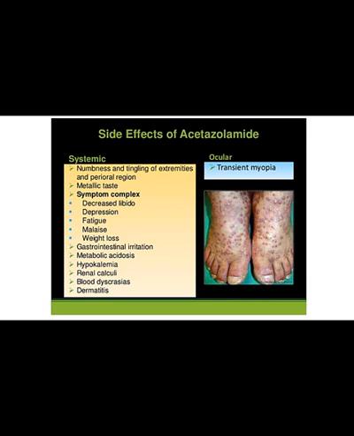Now the systemic side effects of acetazolamide include numbness and tingling of extremities and in the perioral region. Metallic taste, and a symptom complex including decreased libido, depression, fatigue, malaise, and weight loss. It can cause gastrointestinal irritation, metabolic acidosis, hypokalemia, renal calculi, blood dyscrasias, and dermatitis. Ocular side effects may include transient myopia.